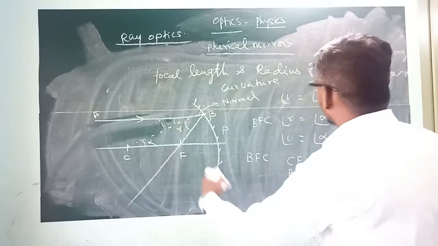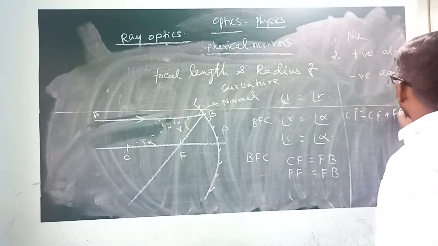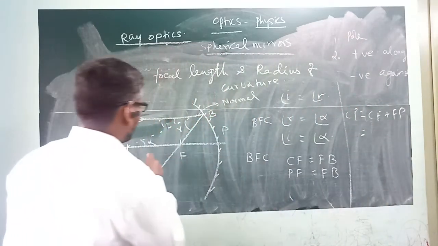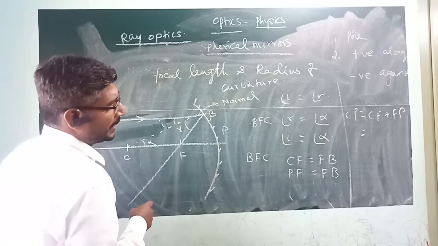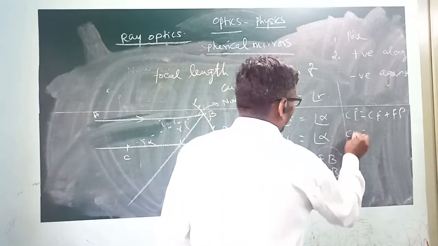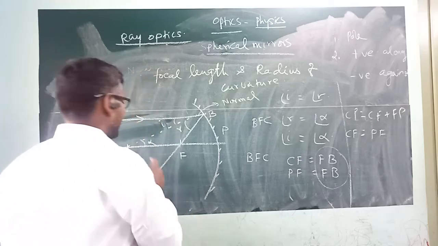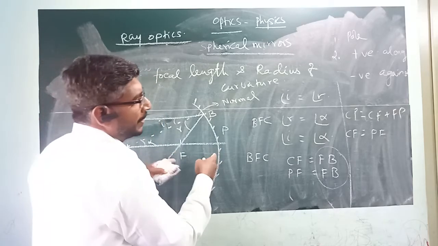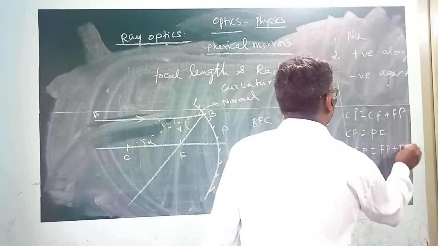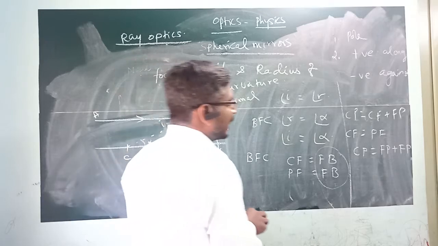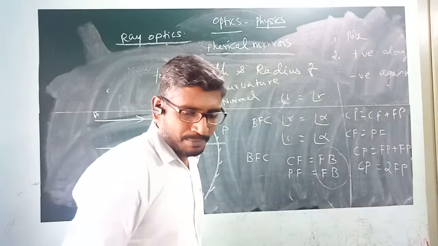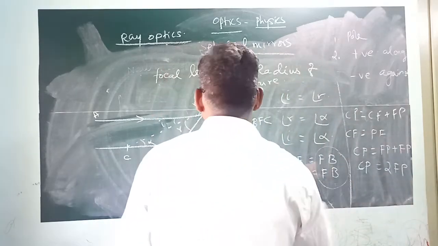But for my condition, I have this CP. The length CP is CF plus FP. Since FB and FB are both equal, I can say CF is equal to PF. If this is the case, I can write CP equal to FP plus FP, which gives 2FP. This is CP. So what are C and P?